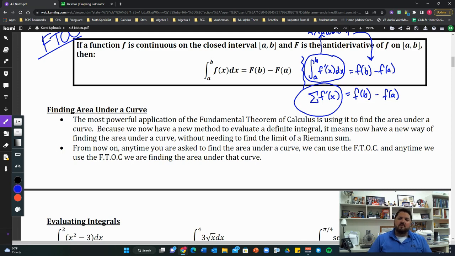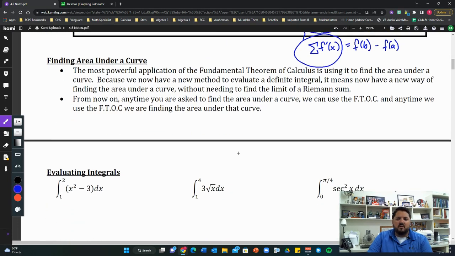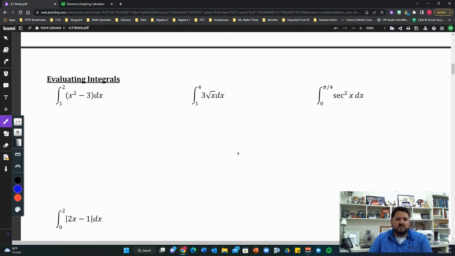Because we now have that new method to evaluate a definite integral, we don't have to worry about needing to take that limit of a Riemann sum. We are done with those. You guys don't ever have to take the limit of a Riemann sum again after today because of the fundamental theorem of calculus. From now on, if you are ever asked to find or interpret the area under a curve, we will be using this new method to solve for that value. And it's so much better, so much faster.